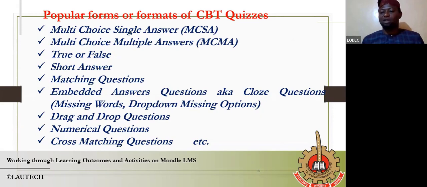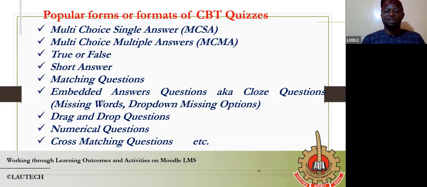Then we have short answer questions. Short answer question in the sense that students are expected to write their correct options. Let me give you an instance. The instructor might say, the most important factor in international trade is dash. Students are expected to just write national interest. So the most important factor in international trade is national interest. So that is what the short answer is talking about.